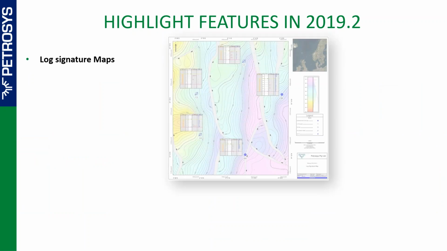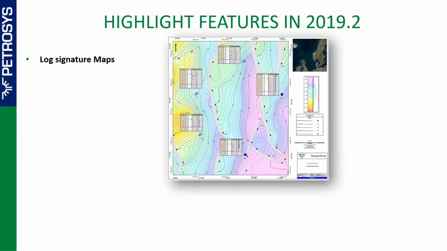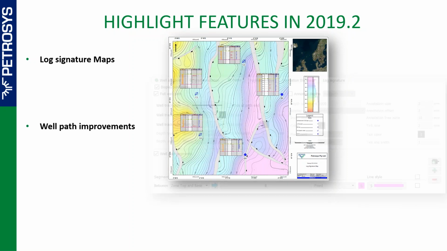Okay, the highlight features for 2019.2 then. The first is the log signature maps. This is something that clients have been asking us about for a while, and so we were very glad to be able to push this through. This follows the log exchange support that we did in 2019.1. So we can now display these logs on our maps, and I'll show you that in the demo.